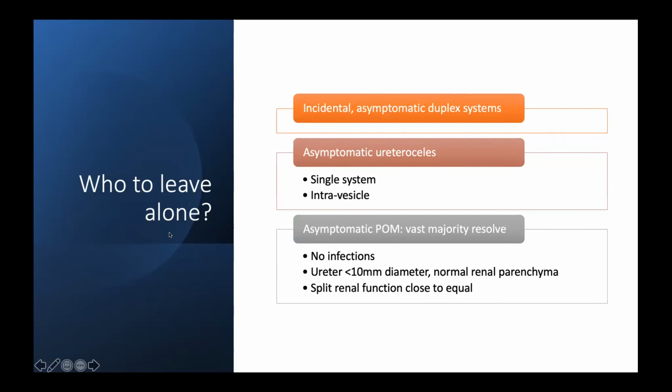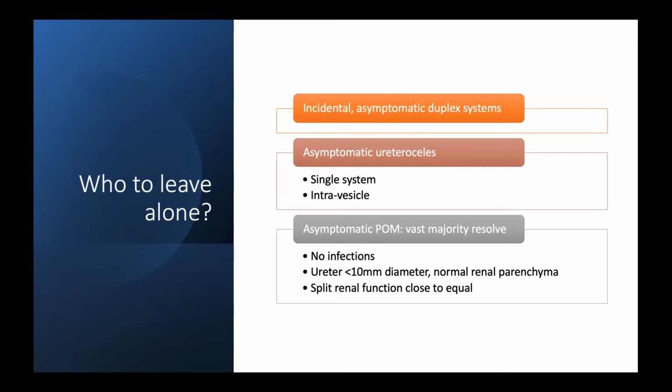So firstly, let's talk about who we probably don't need to intervene on. Firstly, those are the children with incidental asymptomatic duplex systems, so those where the duplex system was picked up antenatally or incidentally with an ultrasound for another reason. You can have duplex systems that have absolutely no hydronephrosis at all, and you wouldn't intervene there. Asymptomatic ureteroceles are sometimes identified. They should be intravesical. They shouldn't be causing any obstruction. The children shouldn't be getting any infections. Those can probably be left alone.